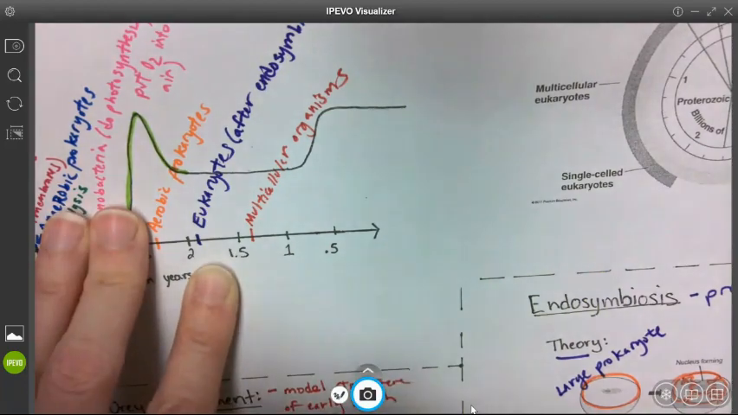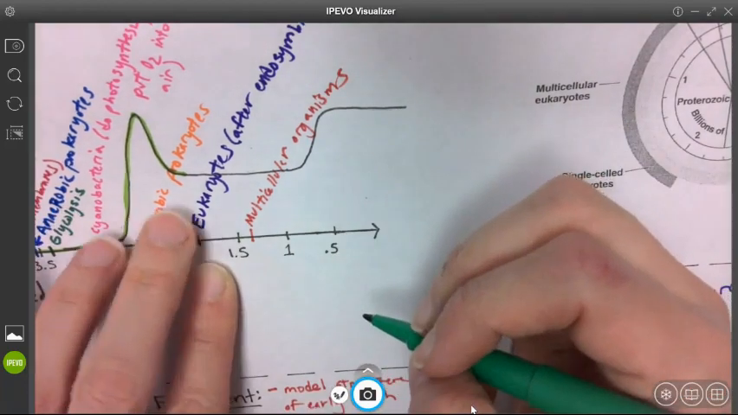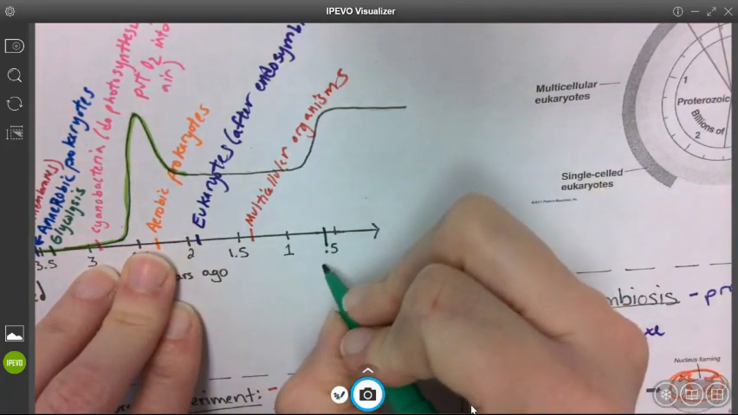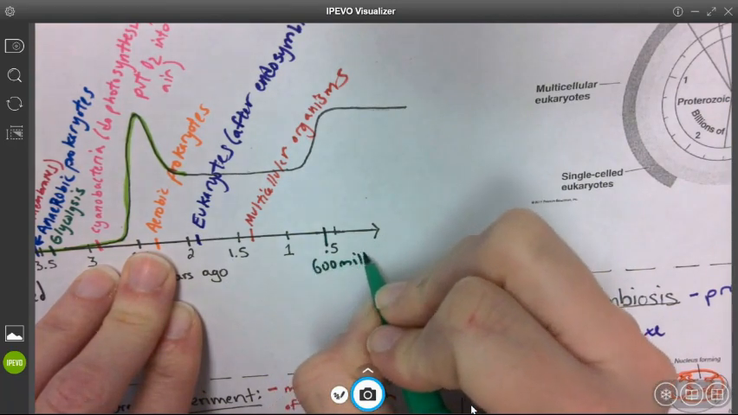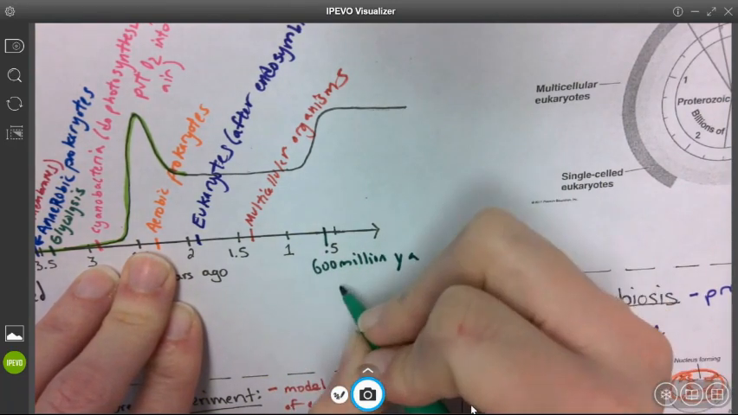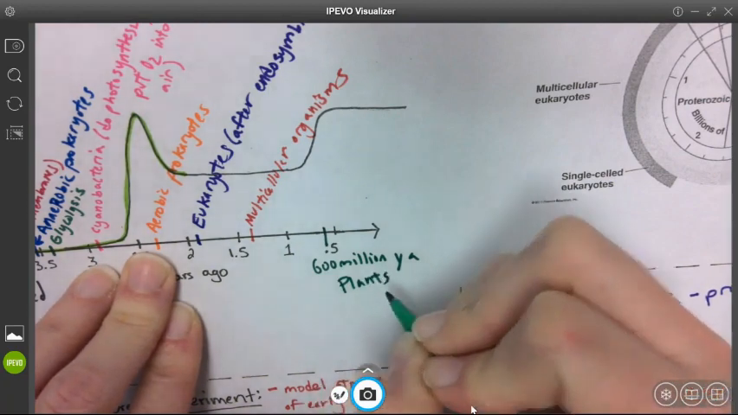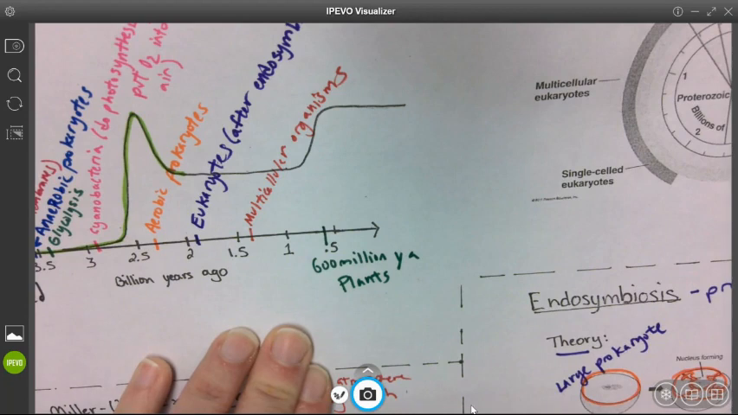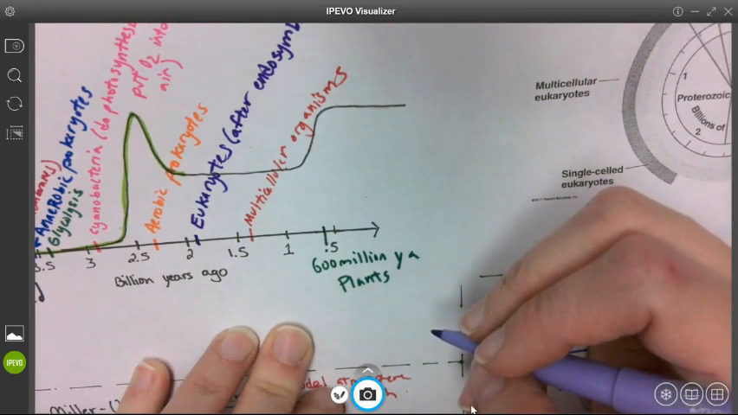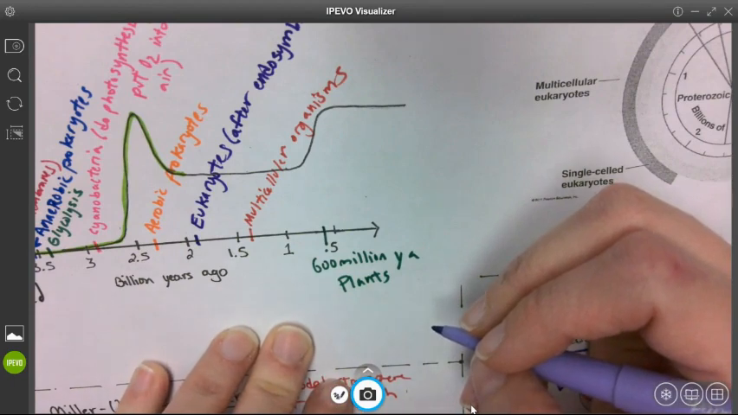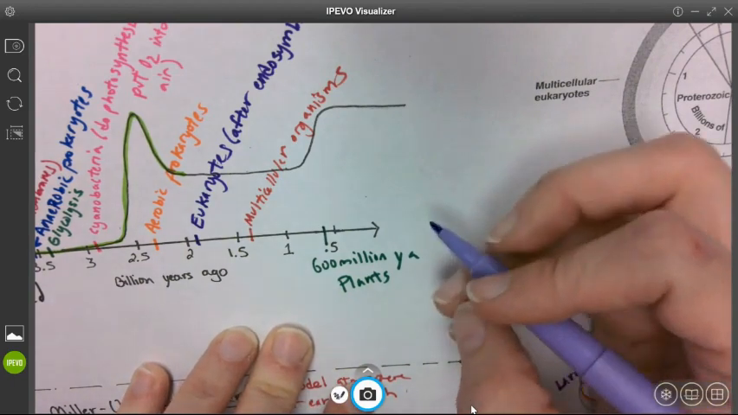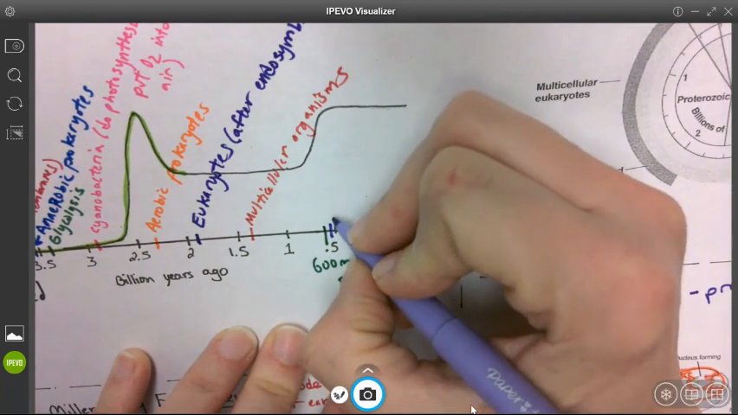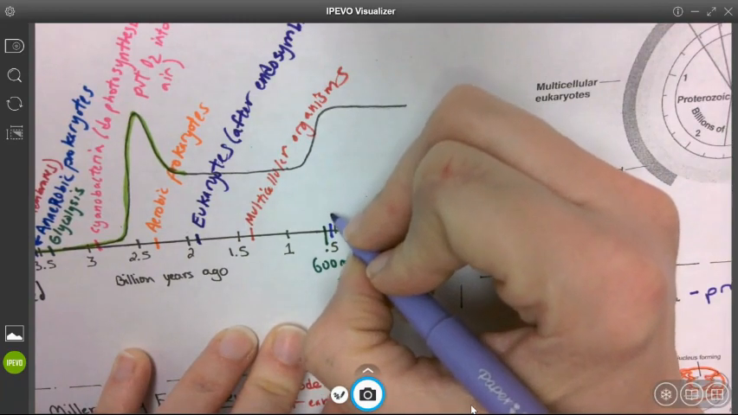And then you get plants somewhere between 600 million years ago and 500 million years ago. You get animals. So let's say kind of between here.